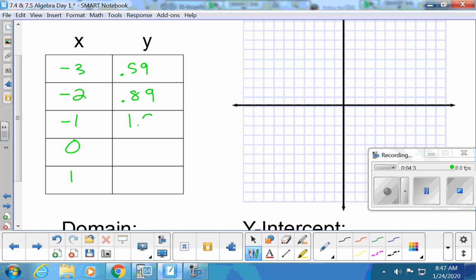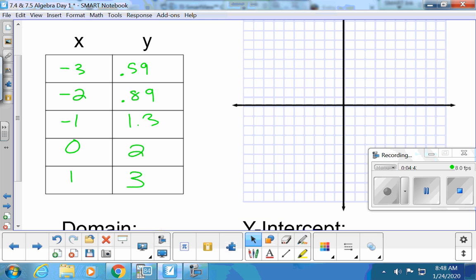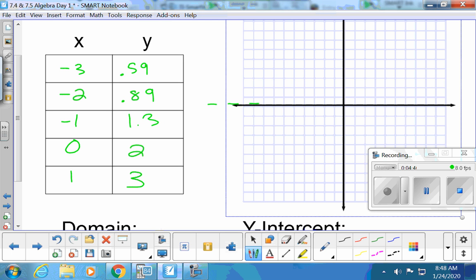Oh, 1.3 and then 2 and then 3. But you'll notice if you scroll around, you can scroll indefinitely on these things. It's never going to go below 0. Your graph's never going to head down into quadrant 3 or 4 because of that asymptote. So I'm going to draw my asymptote in.